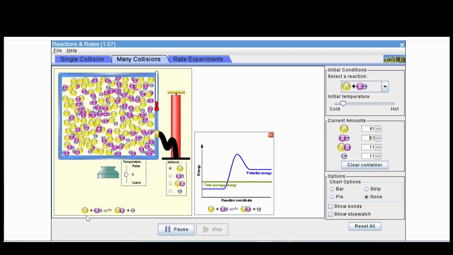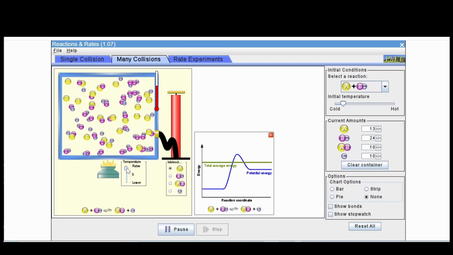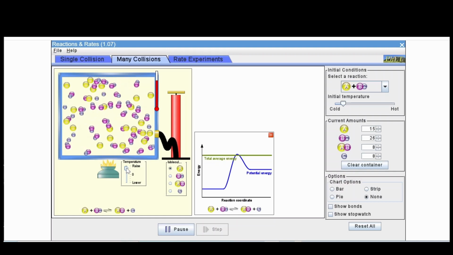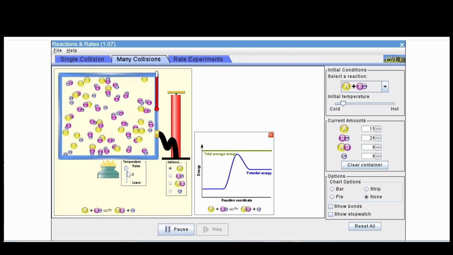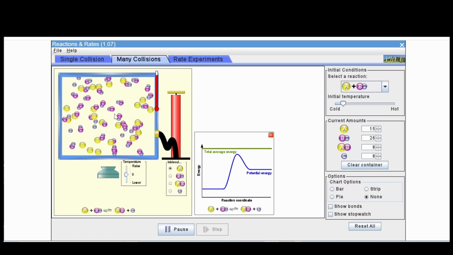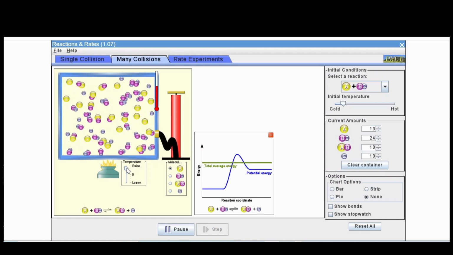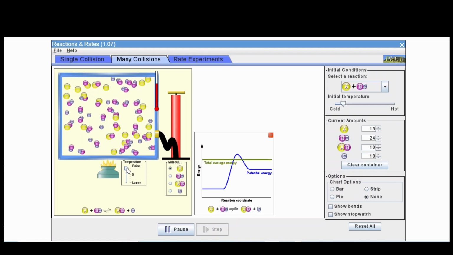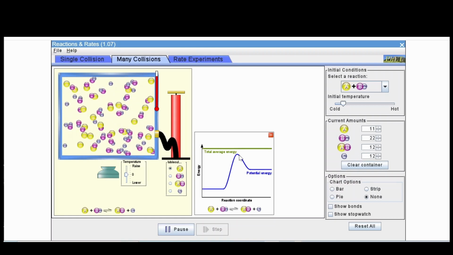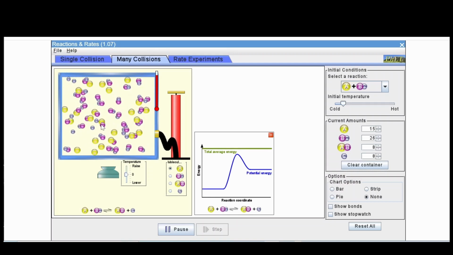Now, increasing the temperature of the system effectively increases the average kinetic energy of the particles. The particles move at a higher velocity and hence collide more frequently. This once again increases the number of effective collisions, which in turn increases the reaction rate. So for this reaction, you can see when we increase the temperature, the kinetic energy and velocity of the particles increases, which once again increases the rate of production of these products A, B, and C, hence causing an increase in the rate of this chemical reaction.